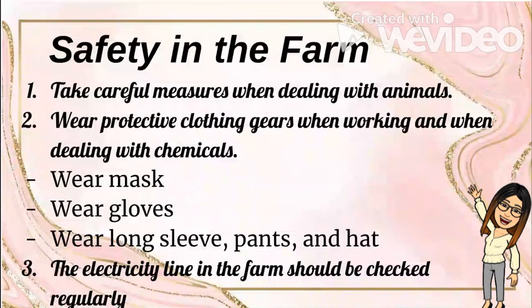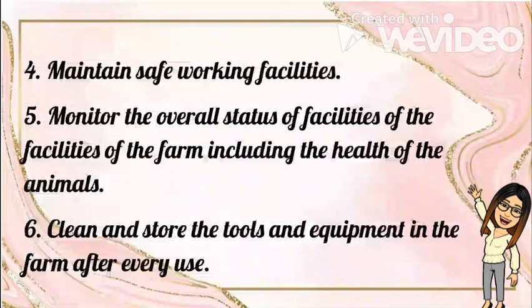So what are the safety measures that you need to do whenever you do farming? Whenever you are going to take good care of the animals in the farm, take careful measures when dealing with animals, wear protective clothing gear like a mask, gloves, long sleeves, pants, and hat. And of course, you will check the electricity line in the farm regularly, maintain safe working facilities, and monitor the overall status of the facilities. And lastly, clean and store the animal tools and equipment. Okay, so do you understand?